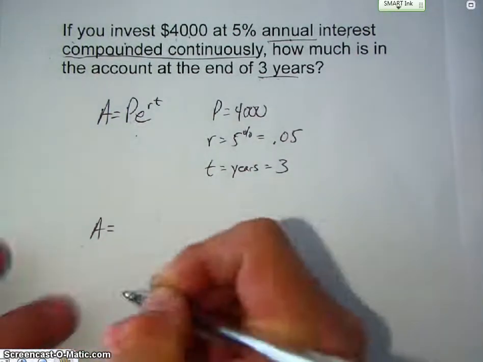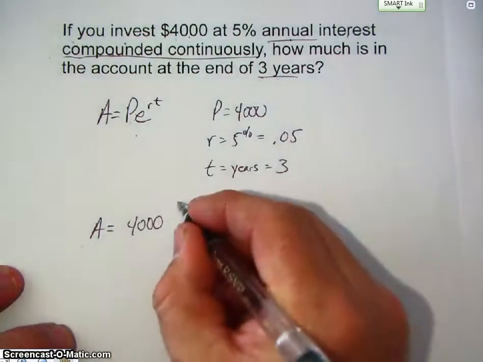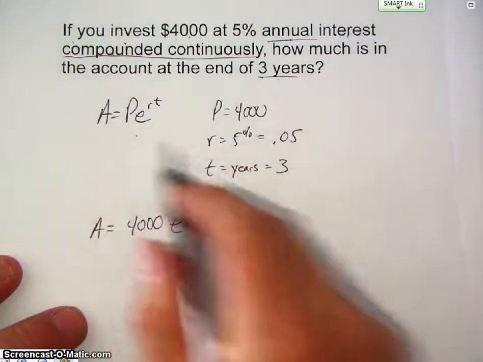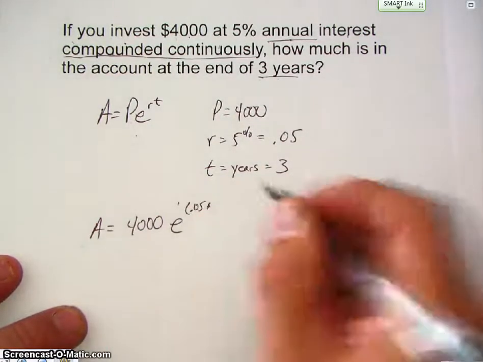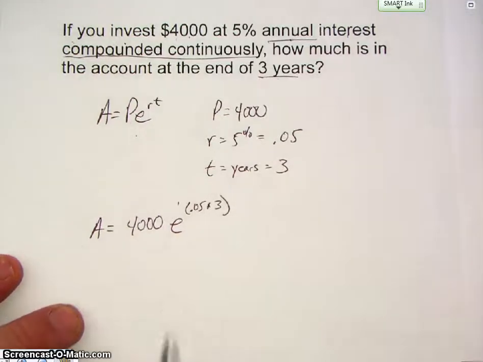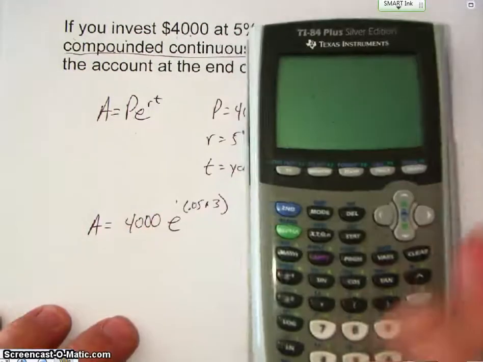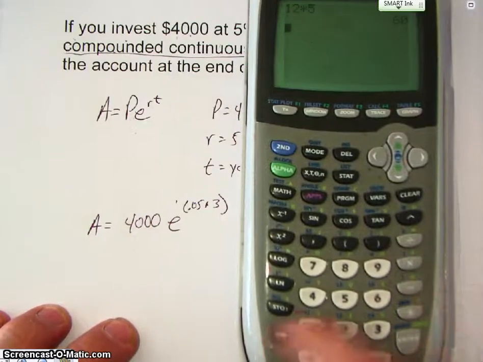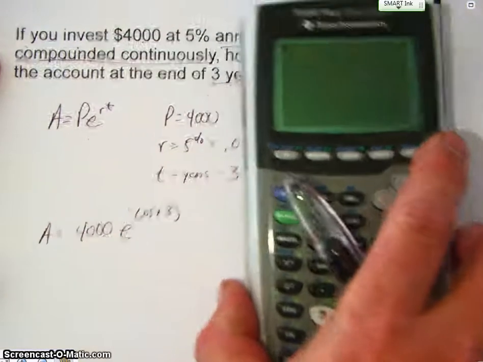So A equals, P is 4,000, e, and the rate I'm going to put in parentheses, the rate is 0.05 times 3. So I'm going to put in the calculator just the way it looks. Okay, turn it on. Let's see if I can stack this over.